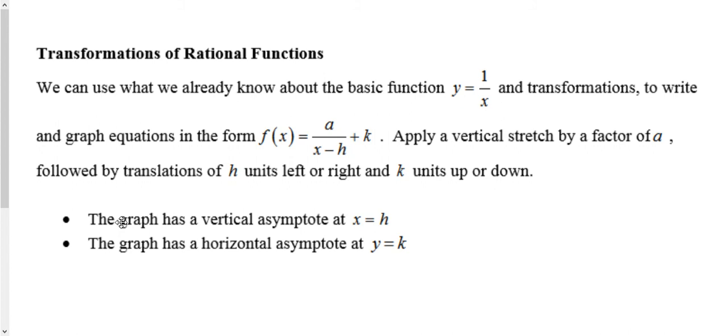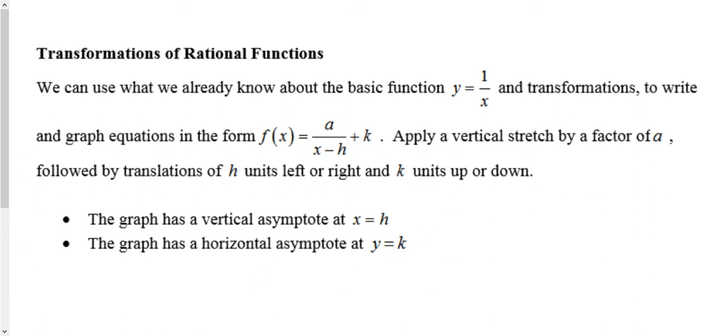There are two other bullet points down here that I do want to address. These two bullet points say that the graph has a vertical asymptote, vertical meaning up and down, at x equals h, whatever my h value is. And then my graph has a horizontal asymptote at y equals k. And so again, our k value, even though that's a vertical translation, is going to shift our horizontal line either up or down, depending on it.